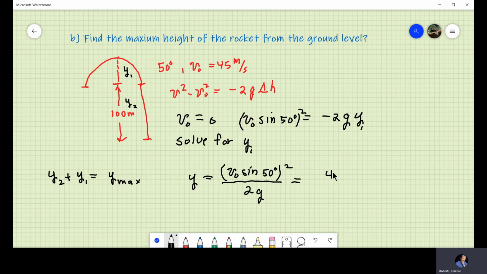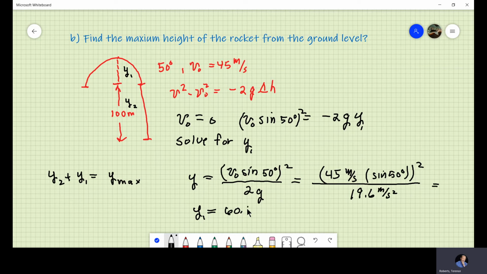So this is 45 meters per second sine 50 degrees. All this gets squared divided by 19.6 meters per second squared. Keep our units, and we find that y1 is going to be equal to 60.6 meters. So what is y2 or y max?